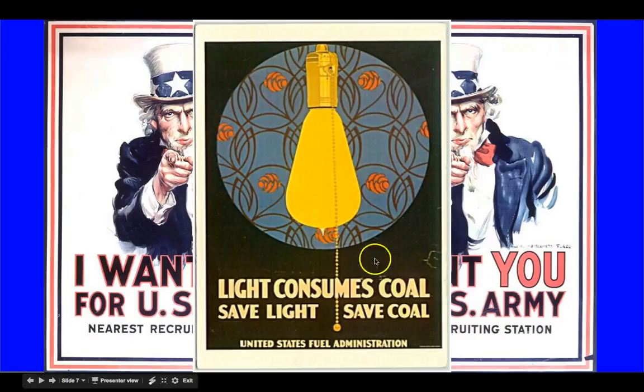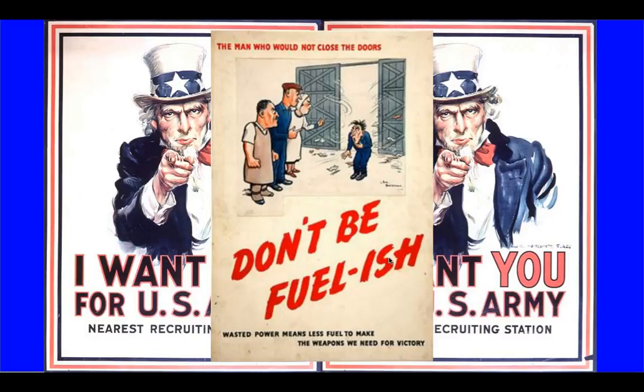We have posters like this: light consumes coal, save light, save coal. So asking people to turn off their lights, so we can conserve coal that can be used to power the ships that send our soldiers over to Europe to fight in World War I. All of these being created by the Creel Commission and the Committee on Public Information. Don't be fuel-ish. Kind of a play on words here, saying that you are foolish if you don't close your doors and keep your heat in your houses, saving that precious fuel that can be used to support the war and make a whole lot of other things.